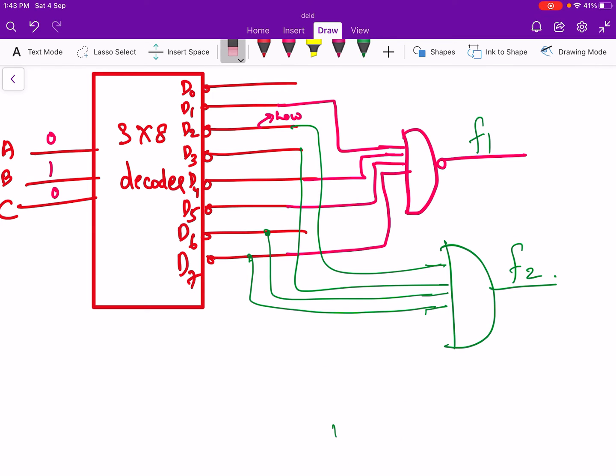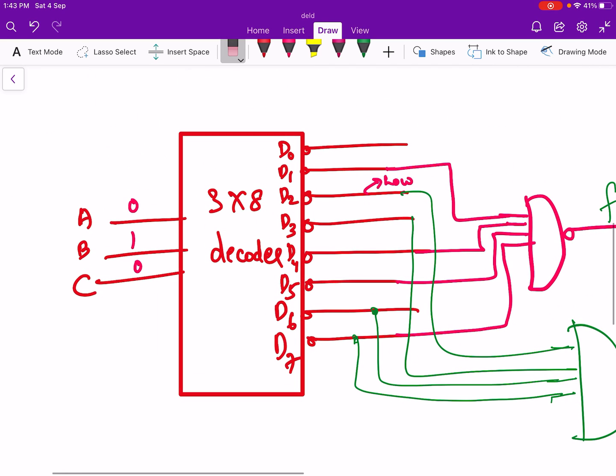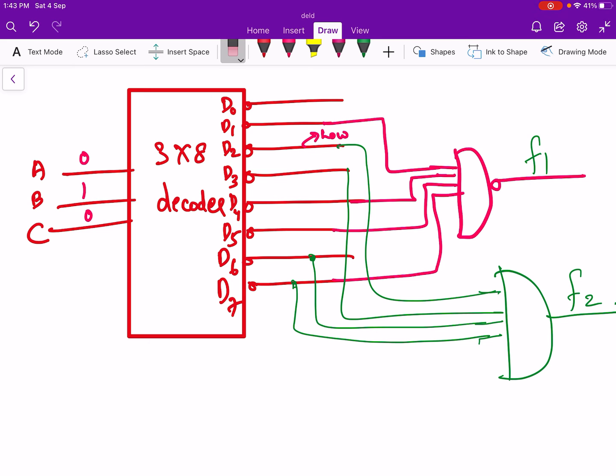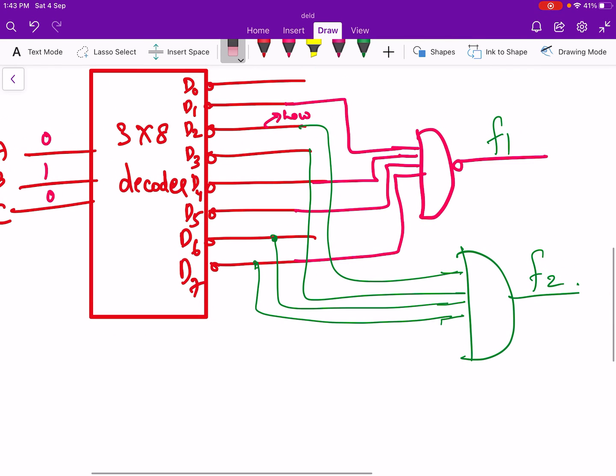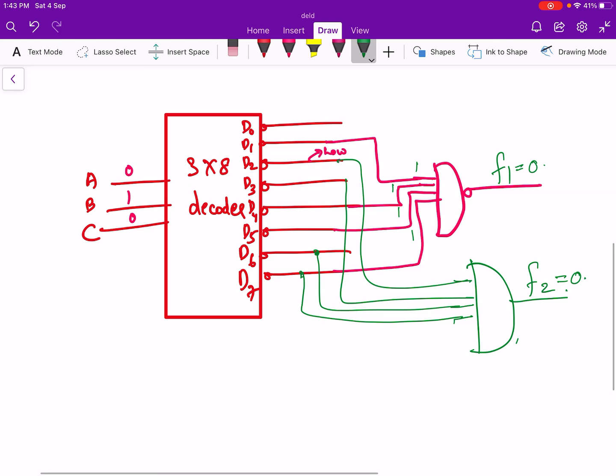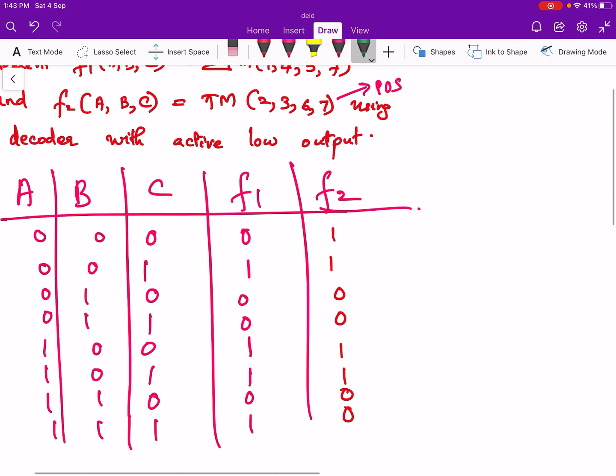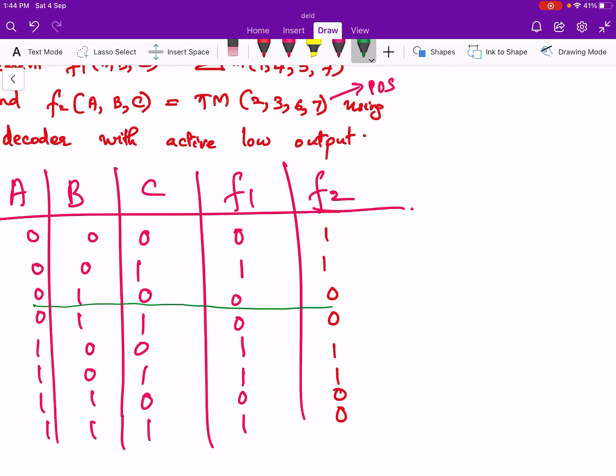Let us consider one sequence at the input. Let us consider 2 at the input. If we give 2 at the input, then D2 will be low and all other outputs will be high. So all the inputs of this NAND gate are high, so F1 will be equal to 0. Since D2 is low, one of the inputs of the AND gate is low, so the output of the AND gate will be equal to 0. So F1 will be 0 and F2 will be 0 corresponding to 0, 1, 0. Let us verify this in the truth table.